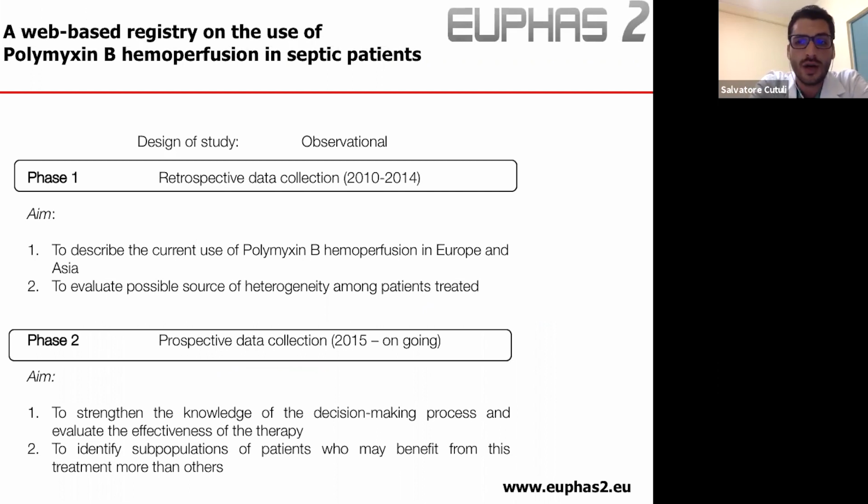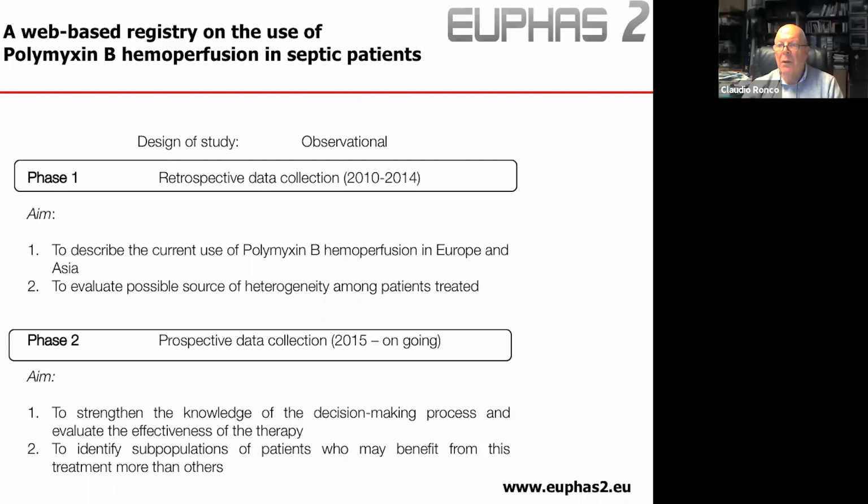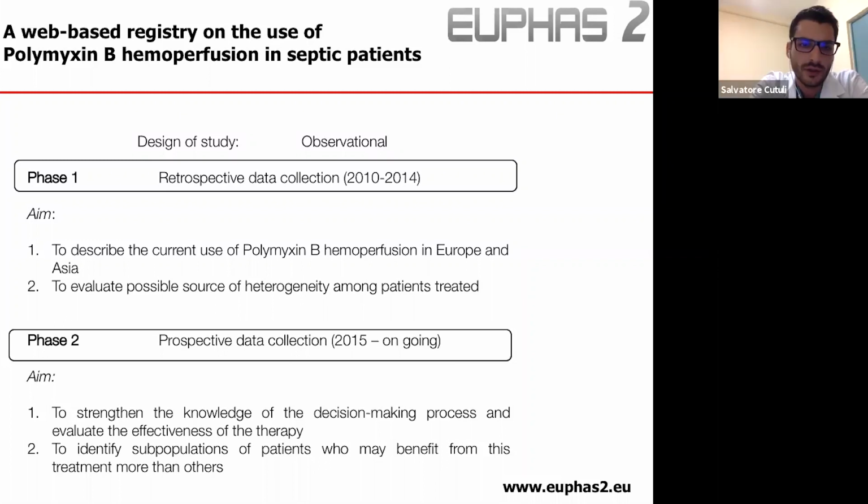Beyond the randomized trial, we started a registry, which is the EUPHAS-2 registry. This registry has the aim to collect evidence from the real use of polymyxin B hemoperfusion in clinical practice, which is important to understand if there may be some population of patients with specific characteristics that may benefit from this therapy beyond the inclusion criteria of randomized controlled trials. So that was the aim of this study.